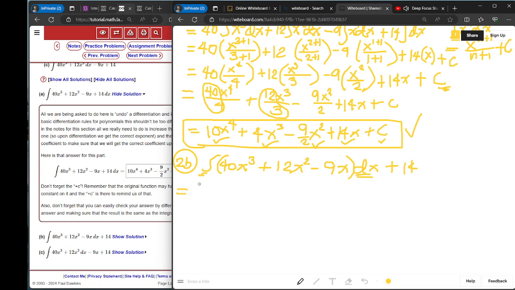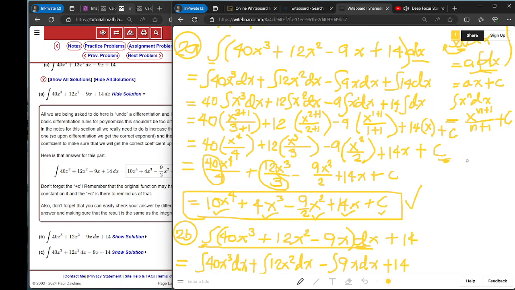Since these are the terms that we need to integrate, we can integrate them one by one. So we can rewrite this as the integral of 40x cubed dx, plus the integral of 12x squared dx, minus the integral of 9x dx, plus 14.